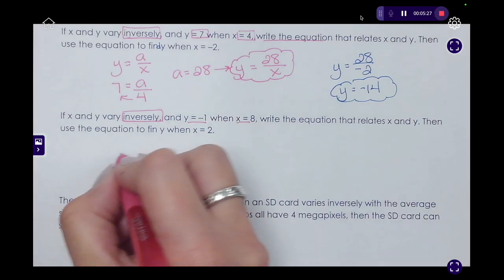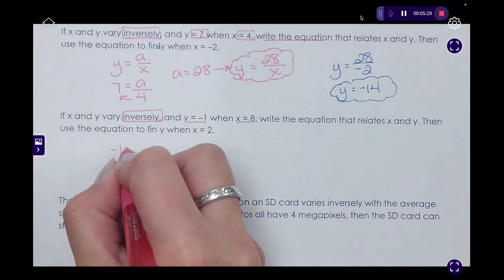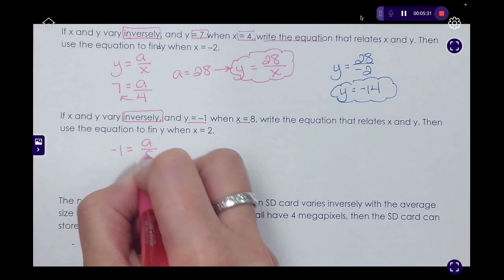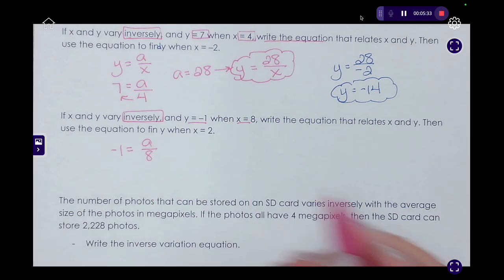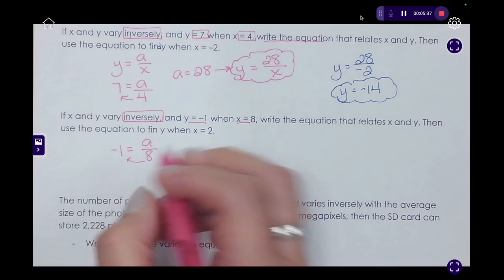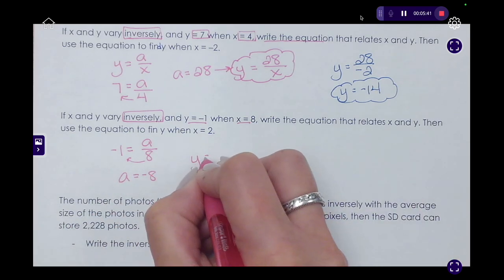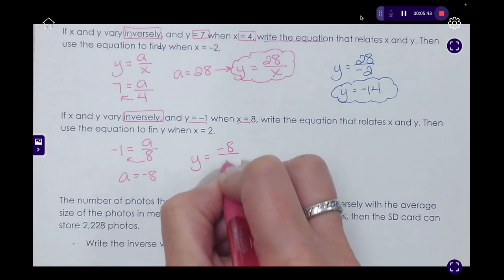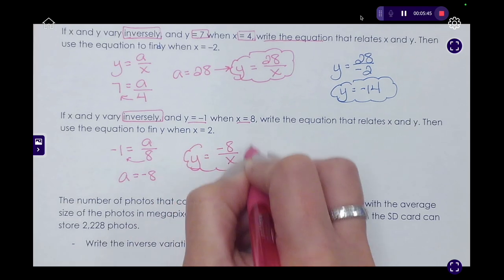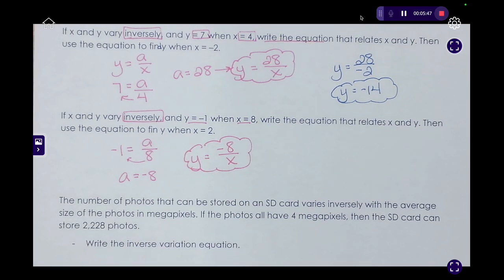So looking at this, my y value is -1, my x value is 8. So now I'm going to use that. I'm going to solve for a. So 8 times -1 is -8. So my equation should be y equals -8 over x. So that is my inverse variation equation.